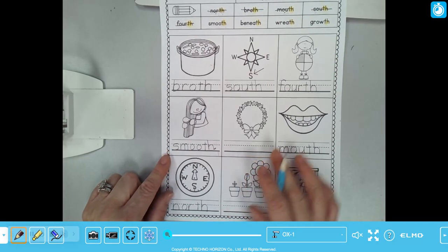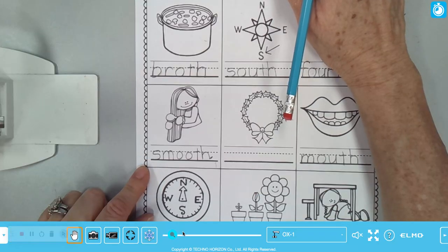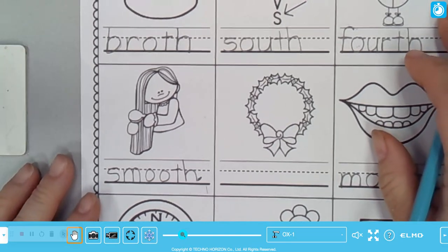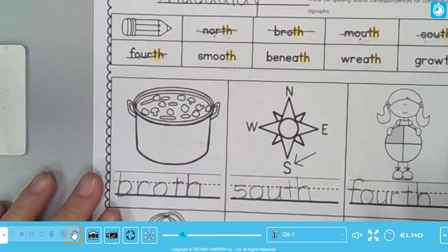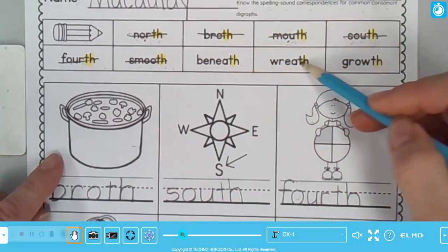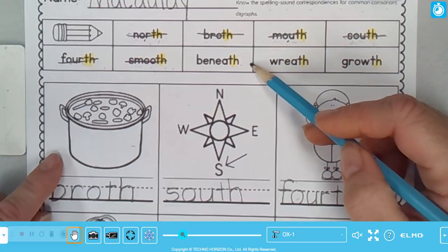Okay, smooth. And I'll give you a sentence while you're writing down the word smooth. I brushed my hair until it was nice and smooth and soft. Nice and smooth. Okay, so let's move on to the next word. Let's cross out the word smooth. And we got 3 more to go.